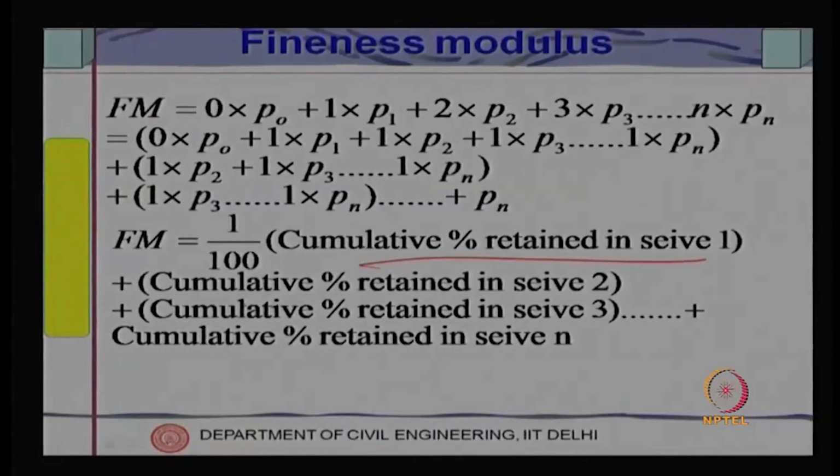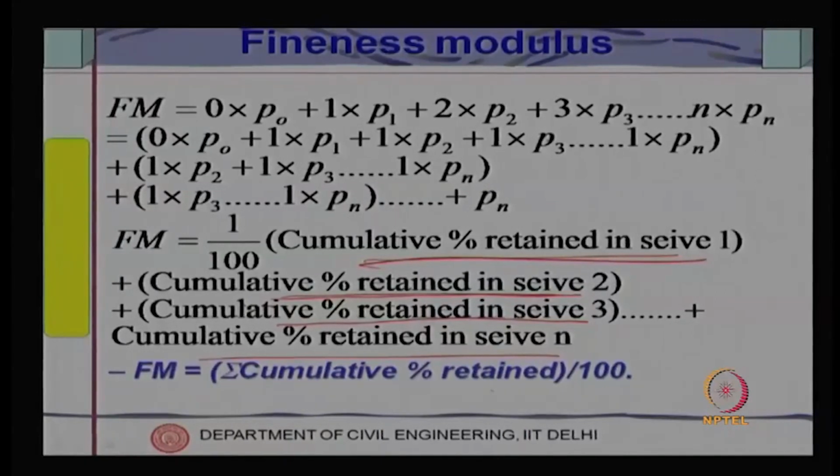sieves. Cumulative retained in sieve 1, plus cumulative retained in sieve 2, cumulative retained in sieve 3, up to cumulative retained in sieve n. So, this is the sum total of the percentage retained in all the sieves, this one in the nth sieve, this in the n minus 1, etc. The first one is the cumulative percentage retained on the bottommost sieve, and so on for everything. Therefore, this is the sum total of the cumulative percentage retained in all the sieves, divided by 100, because these are in percentage, and that will give you the fineness modulus.